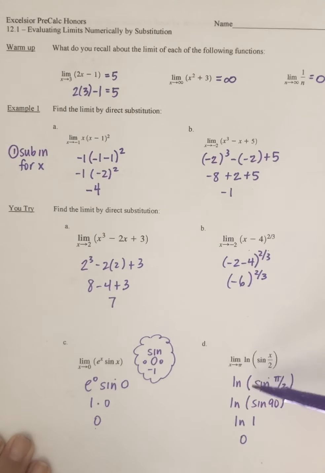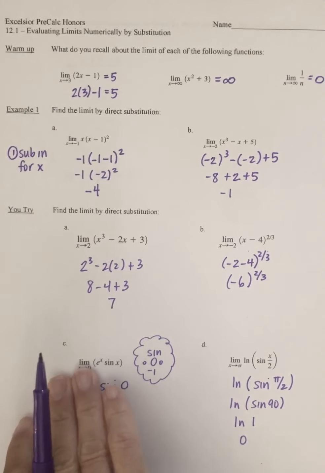Likewise with letter D, we brought in an ln of sine, and now x approaches pi over 2. That's a little weird, but let's just go with it. So pi over 2 we know is 90 degrees. So ln of the sine of 90. Sine of 90 up here is 1, so ln of 1 is 0. If you didn't know ln of 1 was 0, you could type it into your calculator.